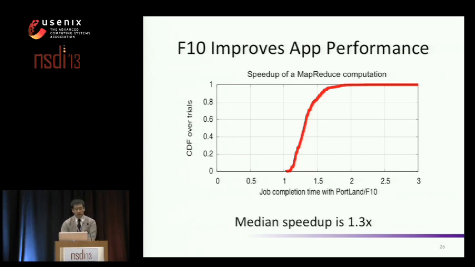And the reason why F10 is so much better is that MapReduce is an example of a common class of data center applications that are affected by the slowest node, which means that even if only a small fraction of the flows are affected by a failure, they end up slowing down the entire MapReduce job.